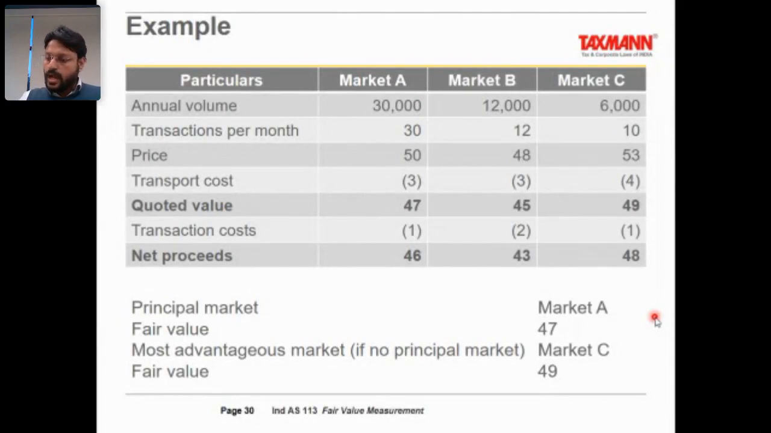So there is a question: how is fair value determined for a highly volatile security market? That is an altogether advanced-level question that I will take separately, because this is the basic standard coverage here.